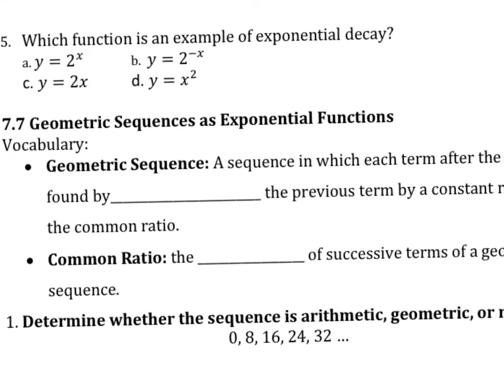Our first vocab term is geometric sequence, which is a sequence in which each term after the first is found by multiplying the previous term by a constant r, which is called the common ratio. So the common ratio is the ratio of successive terms of a geometric sequence.